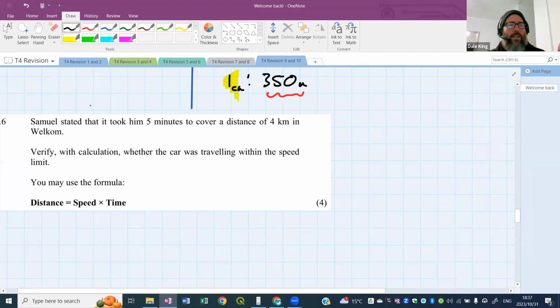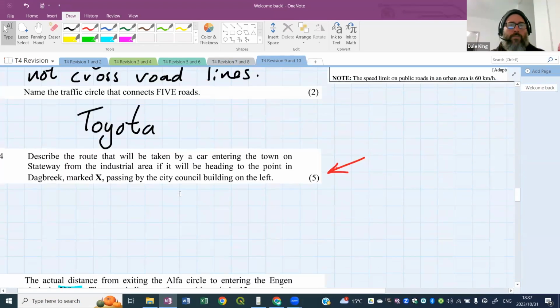Question 6. Samuel stated that it took him 5 minutes to cover the distance of 4 kilometers in this town. Verify with calculations whether the car was traveling within the speed limit. Okay, so verify with calculations whether the car was traveling within the speed limit. So we need to check the speed of the car, and they give us a formula to work out speed. Now, what's the speed limit?